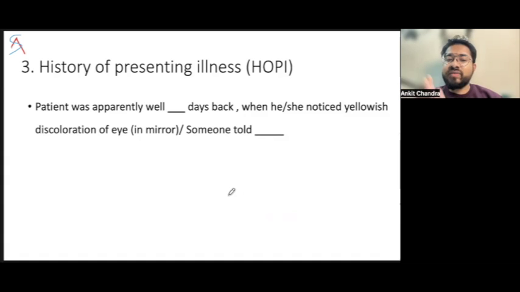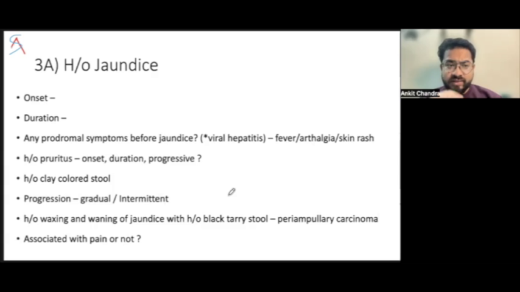If jaundice was the first symptom for which he has come, then you elaborate on jaundice. If it was pain, then you start with that. If it is fever, then depending on that, you start. Basically, mostly it would be jaundice.